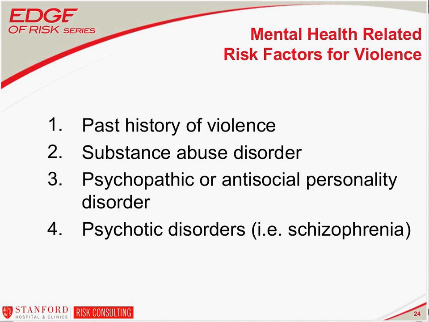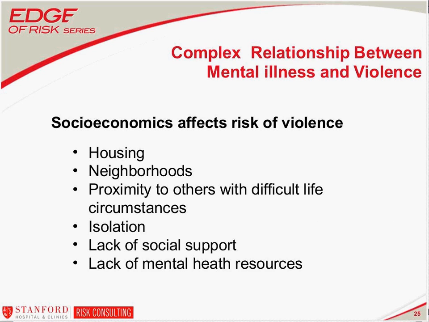In terms of mental health-related risk factors for violence, after a past history of violence, substance abuse disorder is the next highest risk factor. This is followed by psychopathic or antisocial personality disorder, and then psychotic disorders, such as schizophrenia. We must be very careful not to assume that any association implies a direct cause and effect. This includes as it relates to the active shooter.